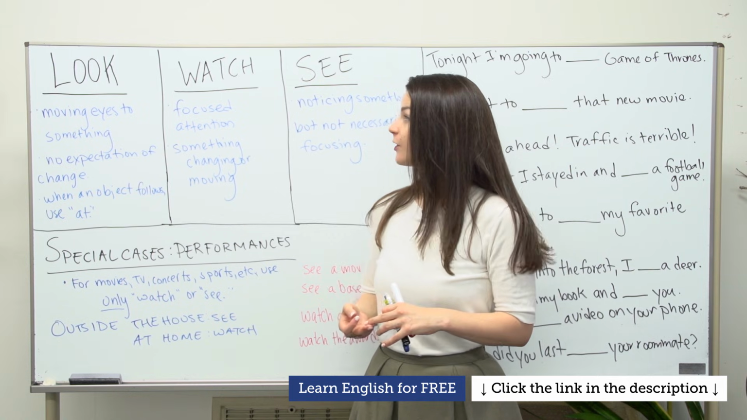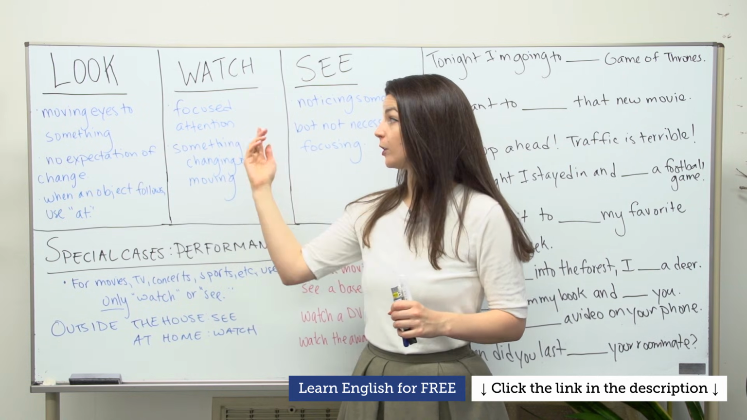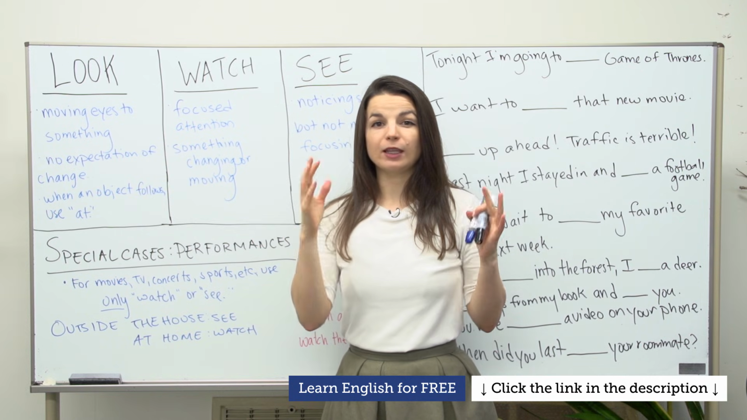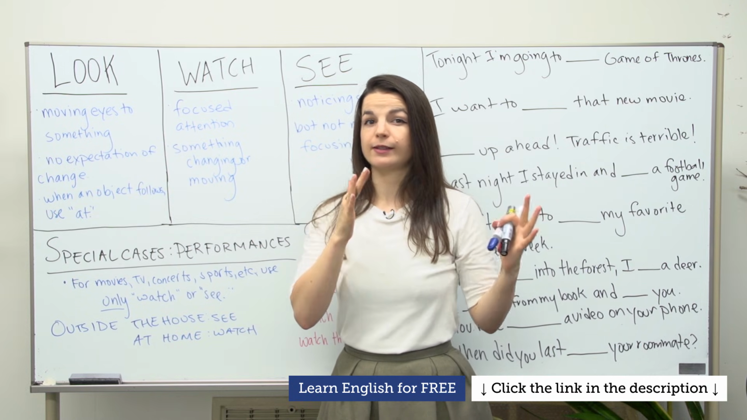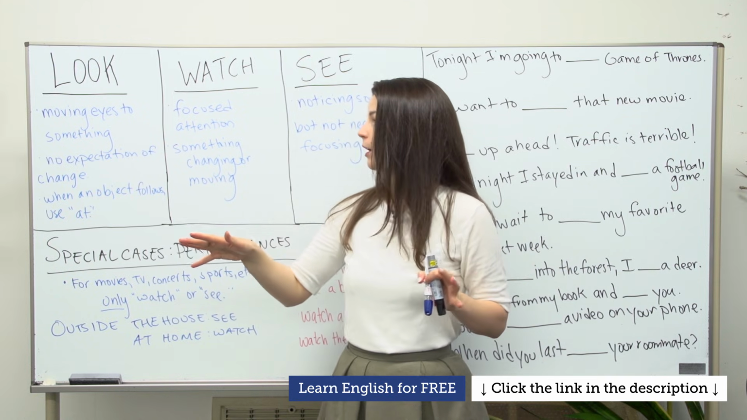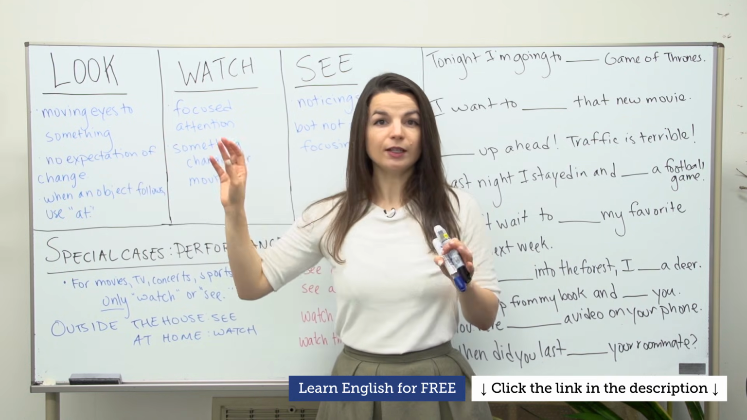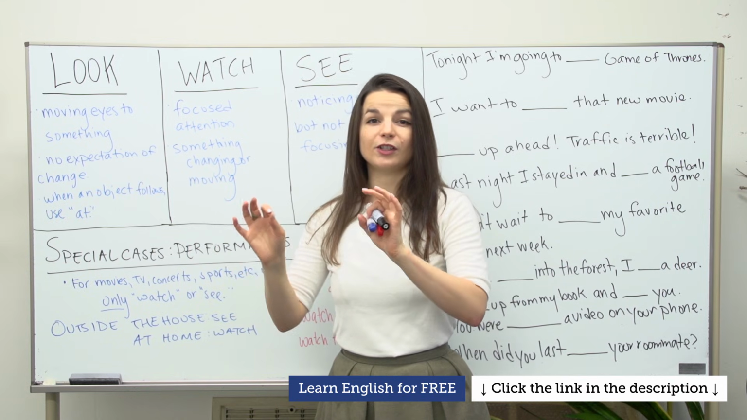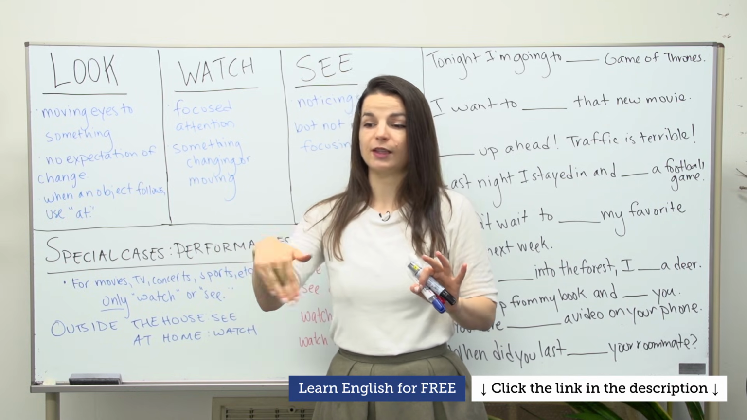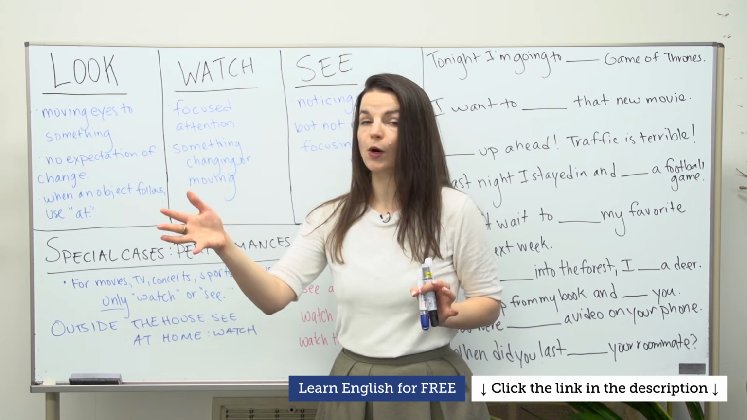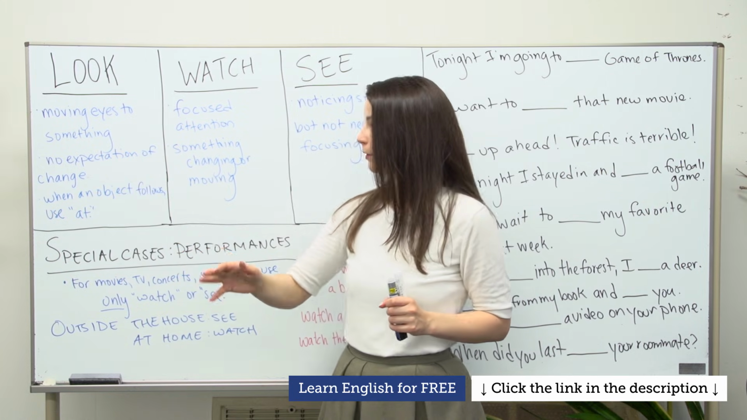Okay, the first verb that I want to talk about is look. We use look when we simply want to explain that we are moving our eyes to something. Just moving the eyes is to look at something. There's no expectation that the item or the object we are looking at is going to change. There's no expectation that some change is going to happen. We're simply moving our eyes to something.